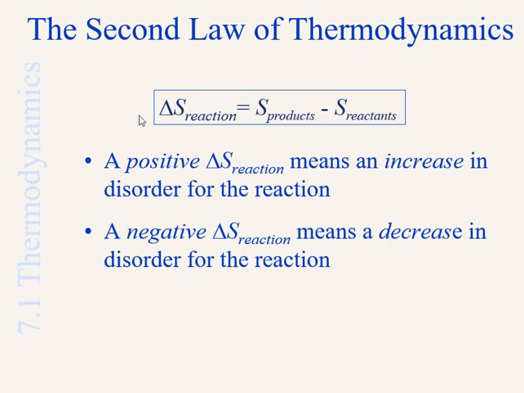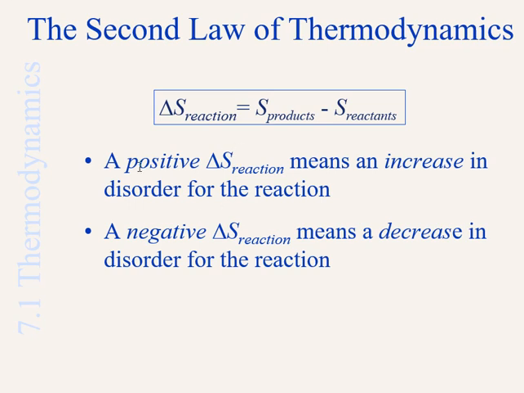For a reaction, similar to how we find delta H, we find delta S. We subtract the entropy of the reactants from the entropy of the products. And when we take delta S, that's when the sign can be positive or negative.